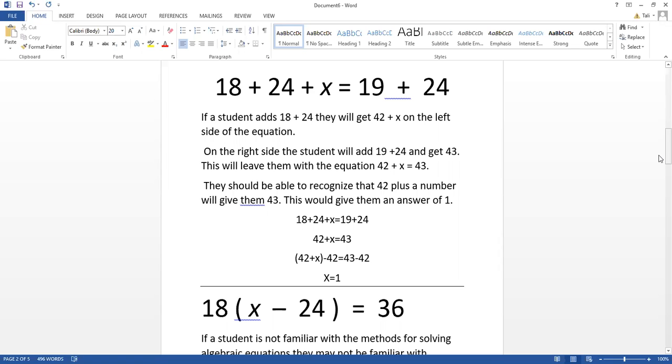When they take 43 and they subtract 42, the answer would be 1. So x would equal 1.